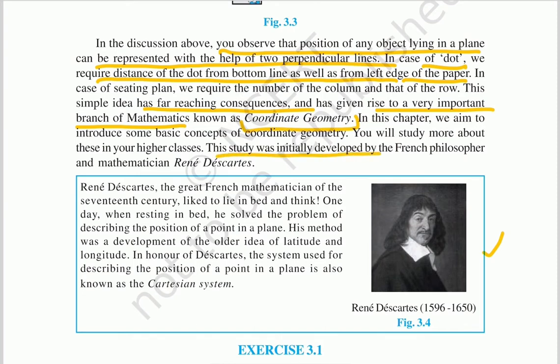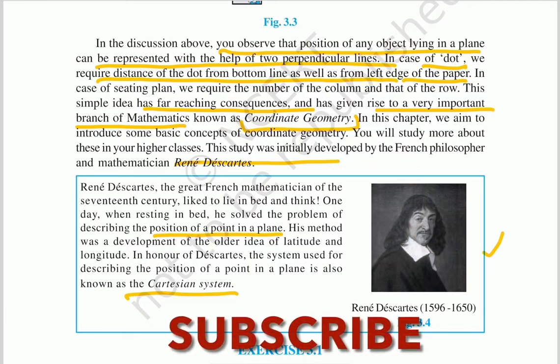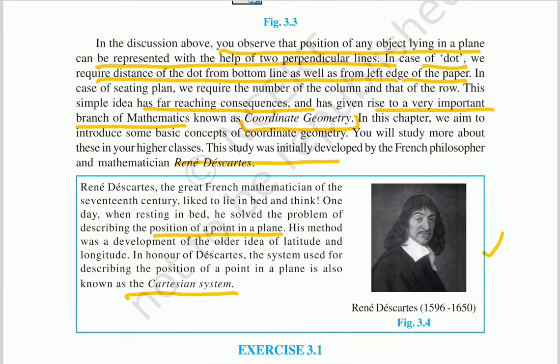This study was initially developed by the French philosopher and mathematician René Descartes. René Descartes, the great French mathematician of the 17th century, liked to lie in bed and think. One day, when resting in bed, he solved the problem of describing the position of a point in a plane. His method was a development of the older idea of latitude and longitude. In honor of Descartes, the system used for describing the position of a point in a plane is known as the Cartesian system. So if you are asked in whose name the Cartesian coordinate system is given, you can tell that it is René Descartes.